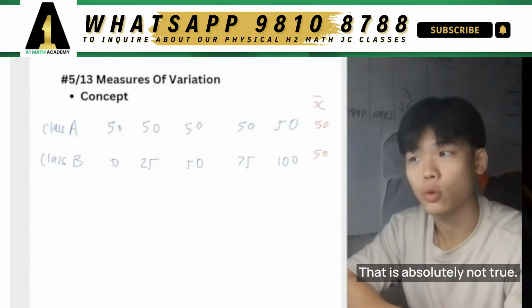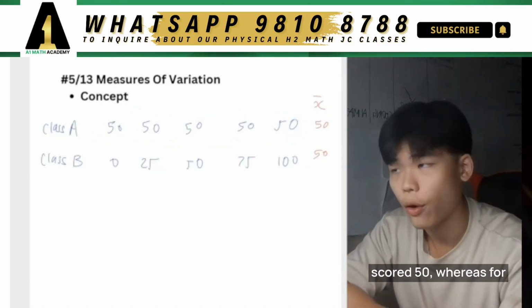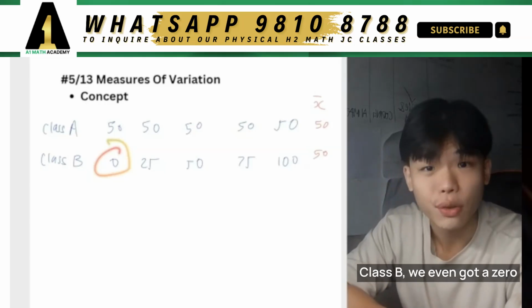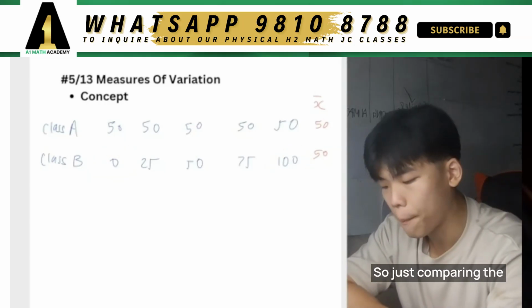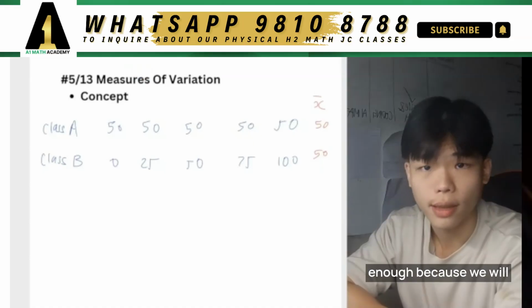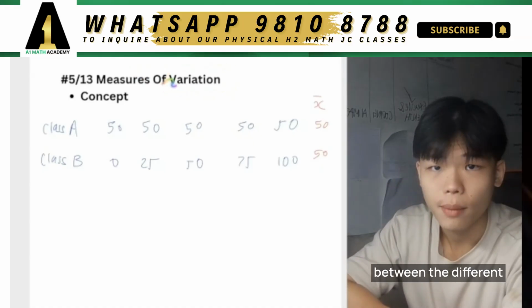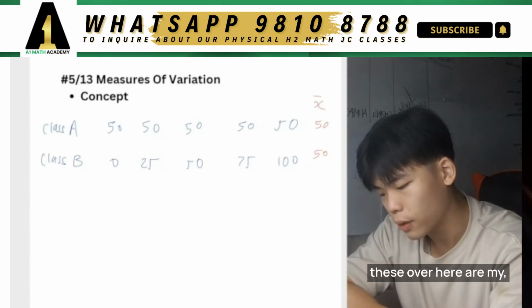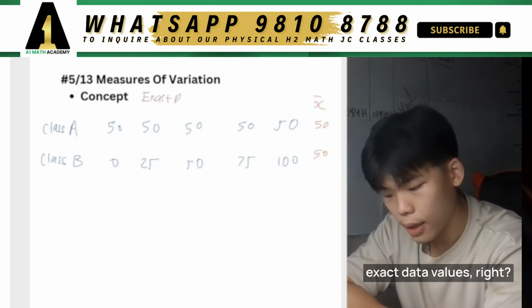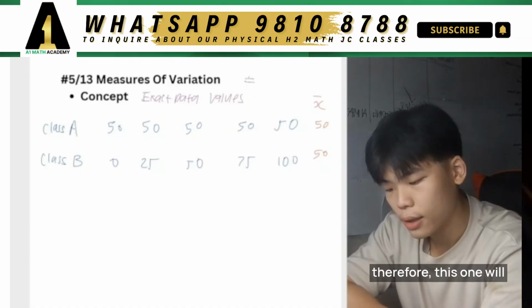That is absolutely not true, because for class A, you can see that everyone scored 50, whereas for class B, we even got a 0 out of 100, and then someone even scored full marks over here. So just comparing the central tendency is not enough, because we will need to take into account the variation between the different data values as well, right? So just note that all of these over here are my exact data values, right?